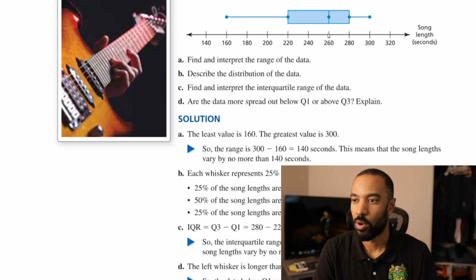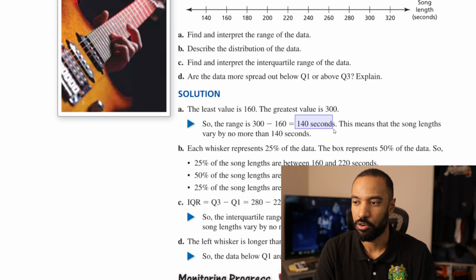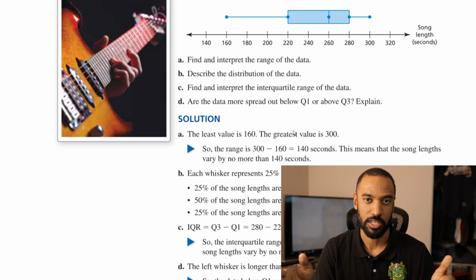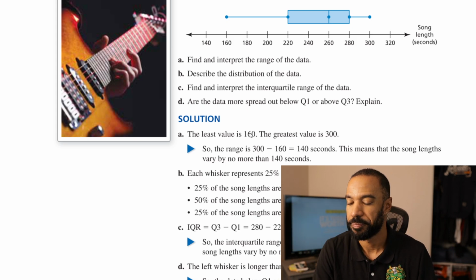So from 160 to 300, you subtract them and you get 140. The song lengths vary by no more than 140 seconds. The shortest and longest song are that many seconds apart. It's 2 minutes, 20 seconds apart.